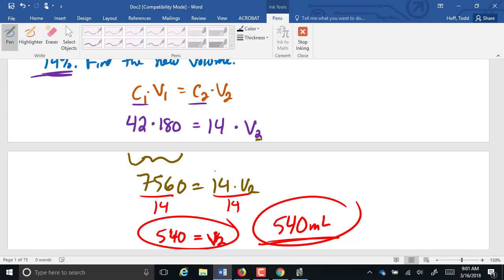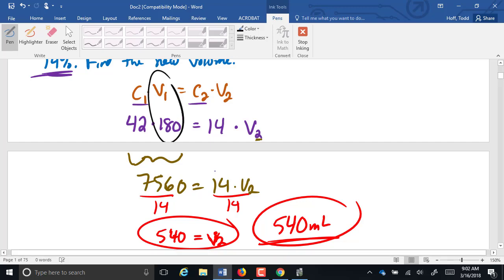Yep. Yeah. Smaller volume has to have a higher concentration to have the same amount of medicine in it. Yes.